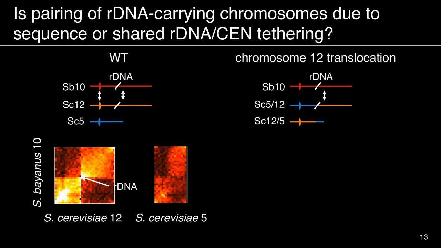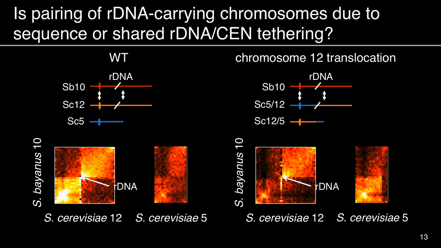To test this hypothesis, we made a translocation strain in which we swapped most of the proximal half of the cerevisiae chromosome 12 with an equivalently sized piece of cerevisiae chromosome 5. If in fact the pairing is sequence dependent, then we shouldn't see any change in the pairing. But instead, if it's due to this shared tethering, then we should now see pairing between the cerevisiae chromosome 5 and the bayanus 10. And that is in fact what we see. So that suggests that what appears to be mitotic homolog pairing can sometimes be completely independent of sequence.